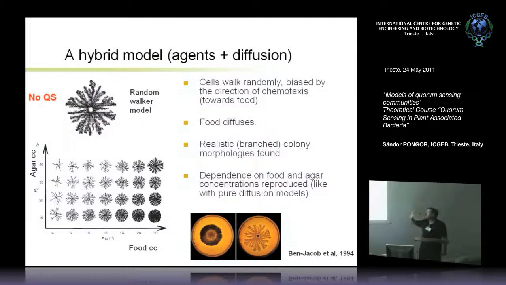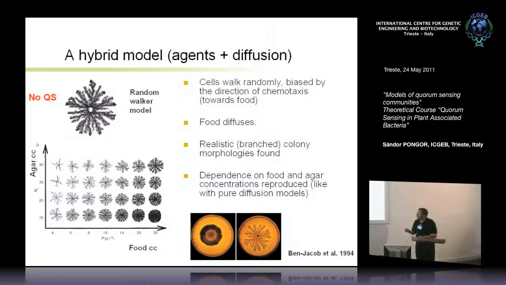Now, one of the things was the first time that this was used for bacteria. It was quite some time ago. It was Ben Jacob and associates, in a Nature paper, where they used this flock model on a diffusible background. The thing that diffused there was the food, and this kind of hybrid model allowed them to reproduce this branch, so-called fractal shape, and also the same dependence on agar and food concentrations as we saw before. So here again there was no quorum-related thing modeled, but the idea of using individuals to model bacterial colonies got quite some attention in that year.